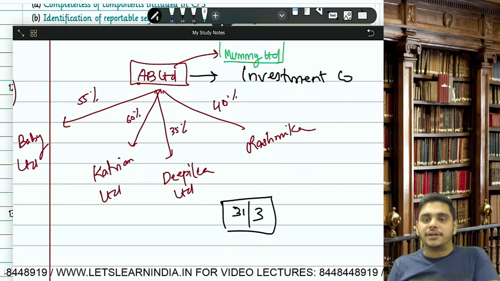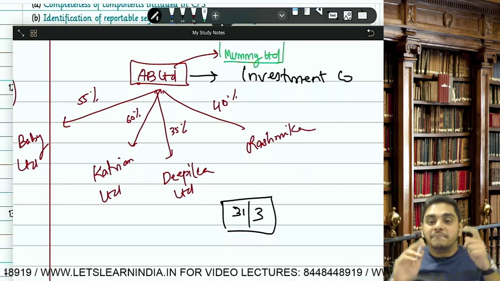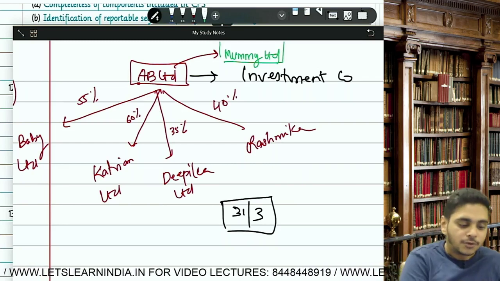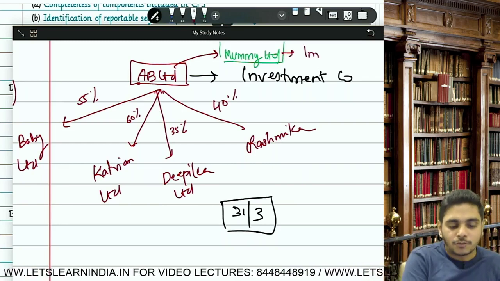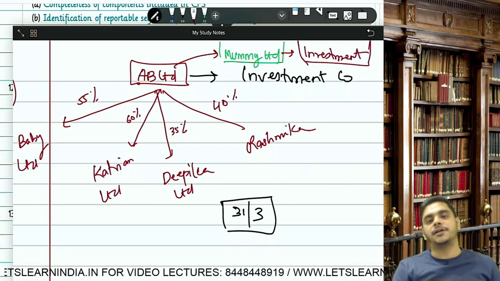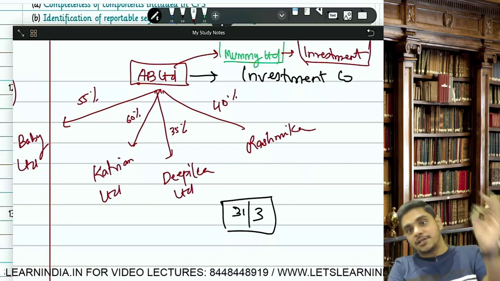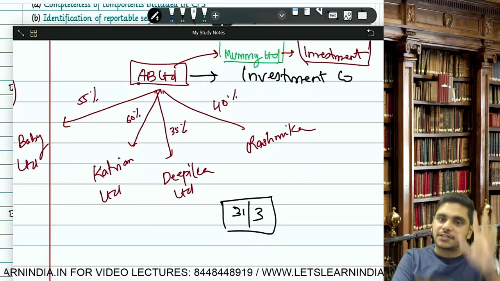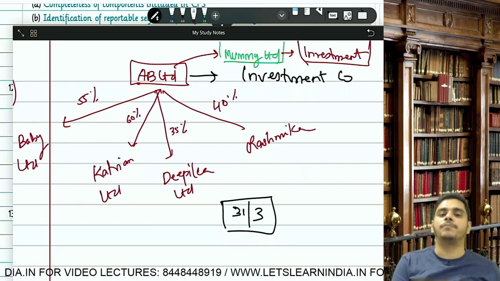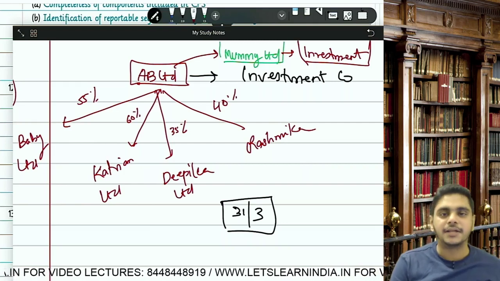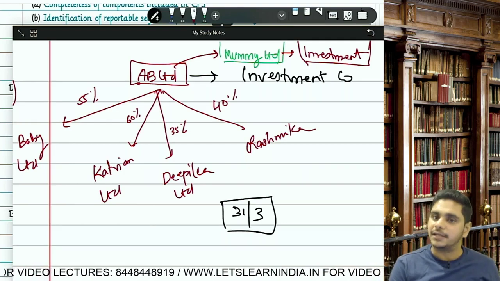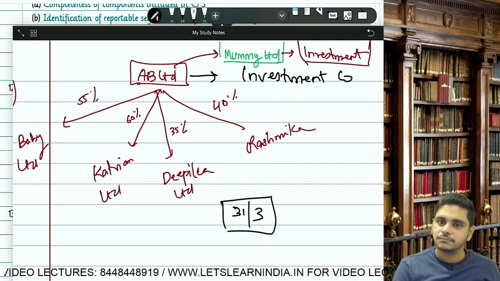But if Mummy Limited also wants exemption, what should Mummy Limited itself be? Mummy Limited itself should also be an investment entity. Generally, the holding company, the parent company of AB Limited, will prepare the CFS. But if Mummy wants exemption, Mummy itself should be an investment entity. Clear? Easy?